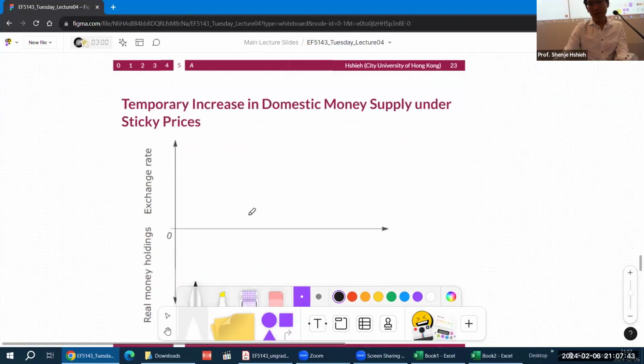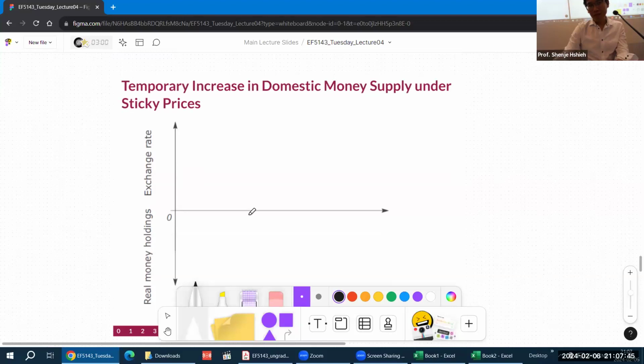Okay, so let's go ahead and do our first monetary policy analysis using the full model. So we have an increase in domestic money supply under sticky prices. Let us represent this phrase with symbols here. Sticky prices means prices are constant, so we don't have to think about prices moving. And also we have a change in money supply that's positive, right?